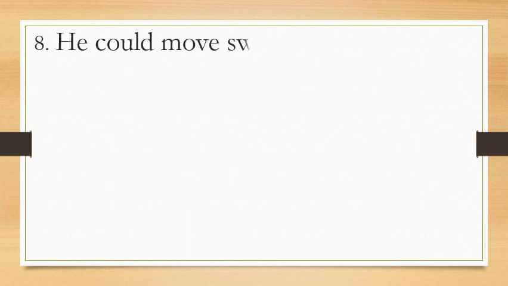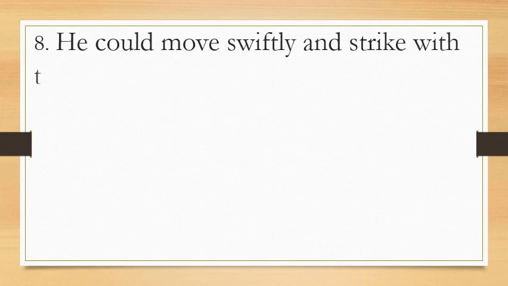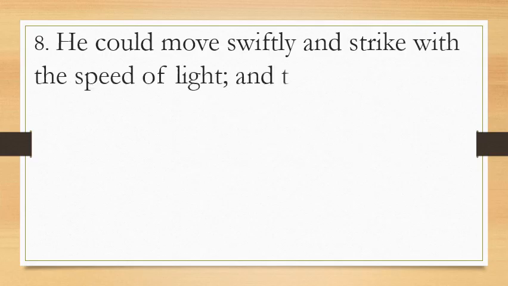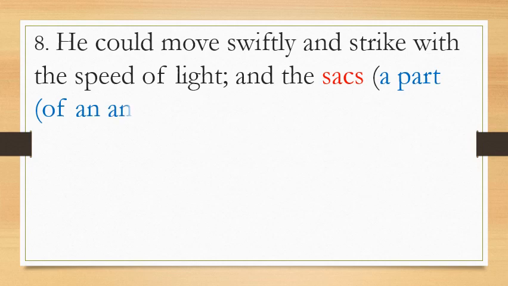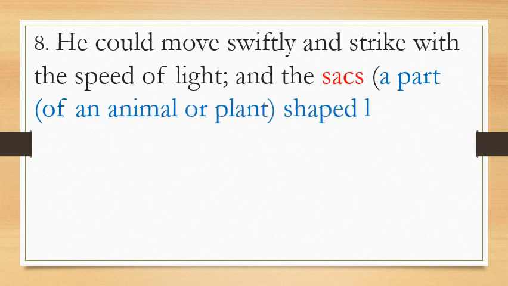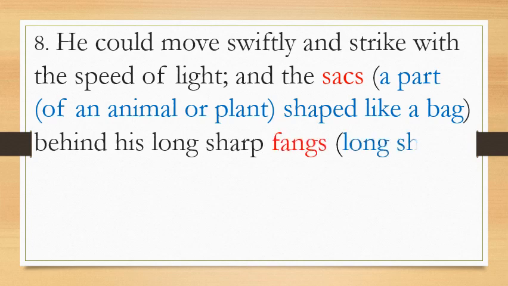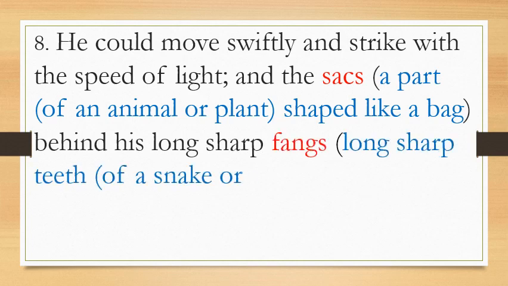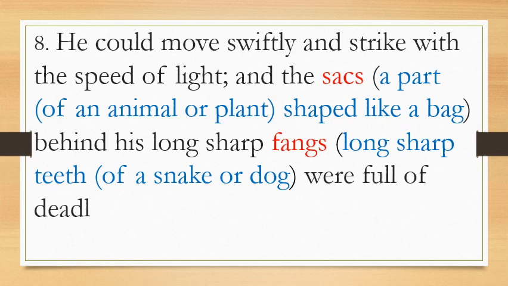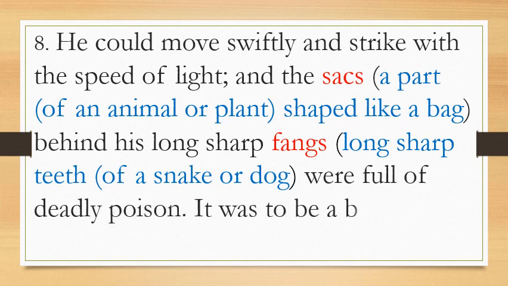He could move swiftly and strike with the speed of light, and the sacs, means a part of an animal or plant shaped like a bag, behind his long sharp fangs were full of deadly poison. Fangs means long sharp teeth of a snake or dog. It was to be a battle of champions. Means the cobra had deadly poisonous long sharp teeth. Thus it was a battle between two champs.